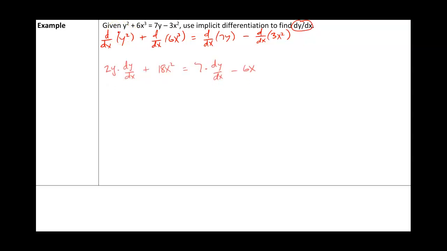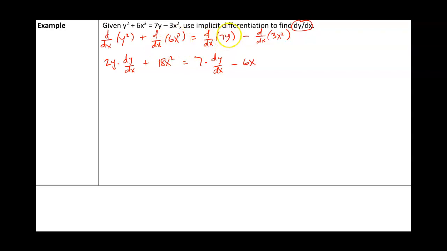Next example, we're given y squared plus 6x to the third equals 7y minus 3x squared. Use implicit differentiation to find dy dx. Now, if we're looking for dy dx, that's going to come from the y terms. So I'm going to take the derivative with respect to x of all 4 of the terms, and I'm going to use the power rule of derivatives to solve this. So here the 2 comes down, then I have 2y dy dx. Here the 3 comes down, I have 18x squared. There's nothing left over because the input and the term are the same.